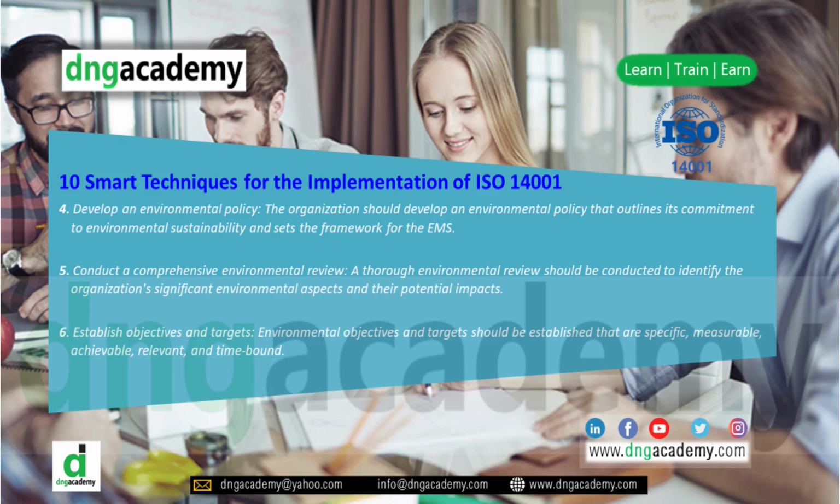Number 4. Develop an environmental policy. The organization should develop an environmental policy that outlines its commitment to environmental sustainability and sets the framework for the EMS. Number 5. Conduct a comprehensive environmental review. A thorough environmental review should be conducted to identify the organization's significant environmental aspects and their potential impacts. Number 6. Establish objectives and targets. Environmental objectives and targets should be established that are specific, measurable, achievable, relevant, and time-bound.